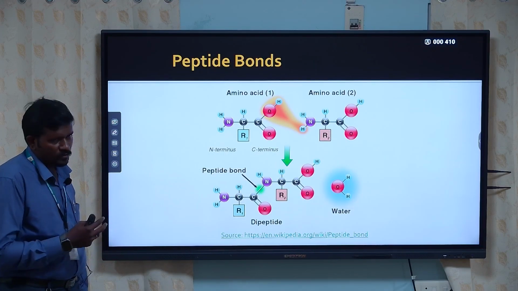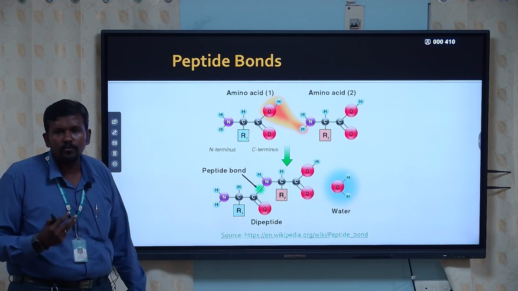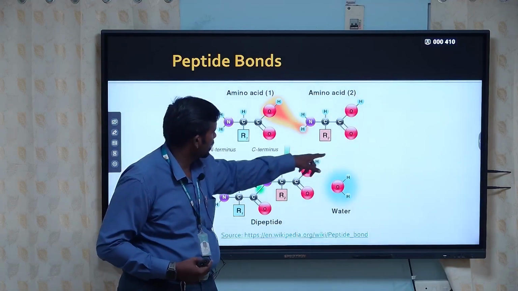So what are peptide bonds? Where will the peptide bonds occur? The peptide bonds will occur between two amino acids. You can see here this is one amino acid and here this is another amino acid.